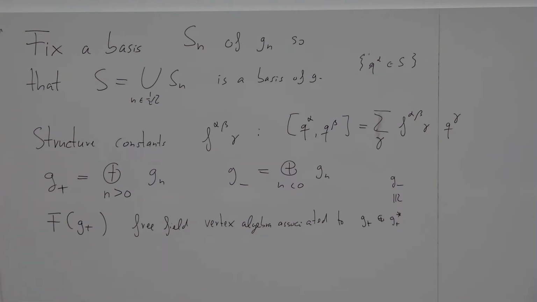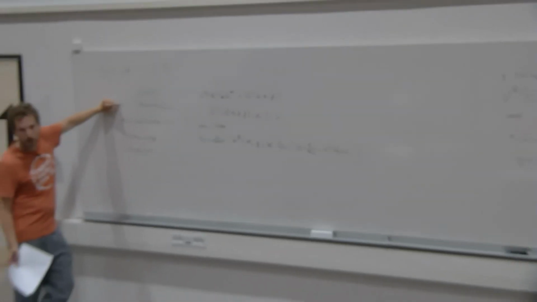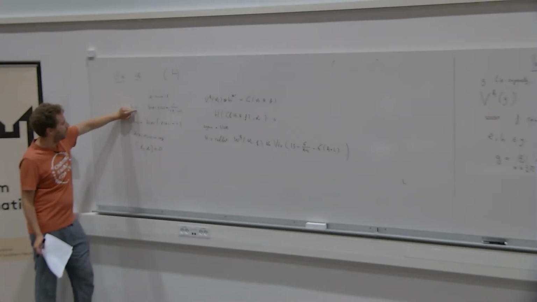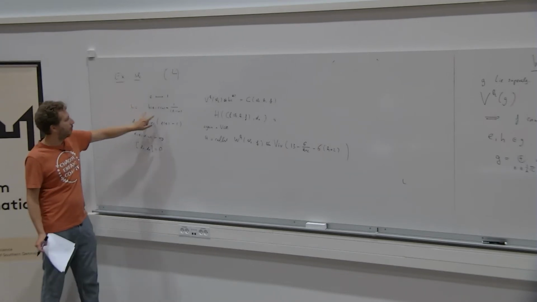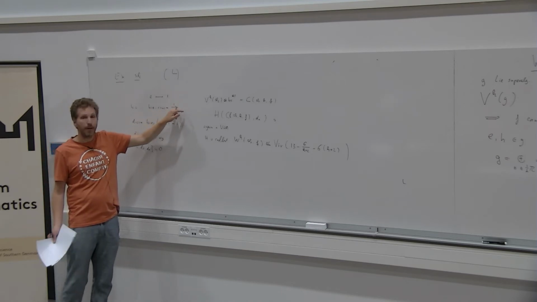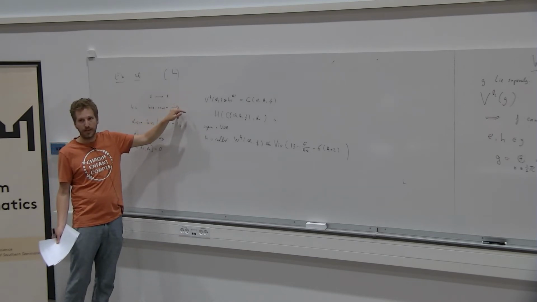So if we go back to the example of SL2, G plus would just be the one-dimensional subspace generated by E, and G minus the one-dimensional subspace generated by F. The pairing of E and F is 1. And so now you introduce one free fermion associated to E, here we call it B, and one free fermion associated to F, which we call C. And the OPE of these free fermions is exactly given by the pairing of E and F, which is 1.